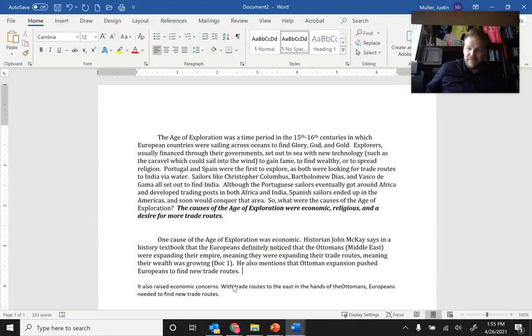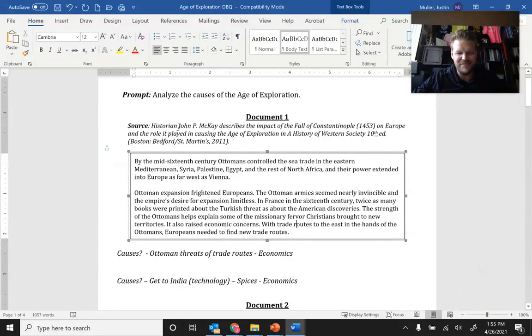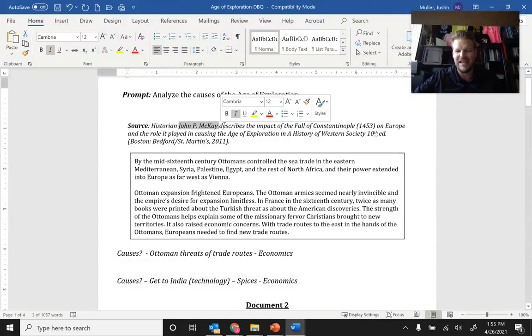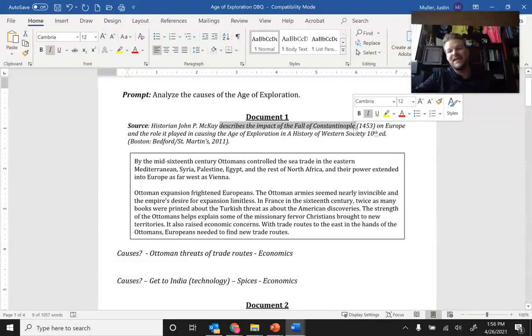So now I've got to dive deeper into this. How do you dive deeper? Well, I'm looking for the documents now. I don't really know who this John P. McKay guy is, so I can't get a point of view from him or a purpose, like the purpose to teach history, but that doesn't help with reflecting the prompt. But it describes the impact of Constantinople. Yes, I'm the teacher. I know about Constantinople. You should too, because we just did a video that had a little bit about it.